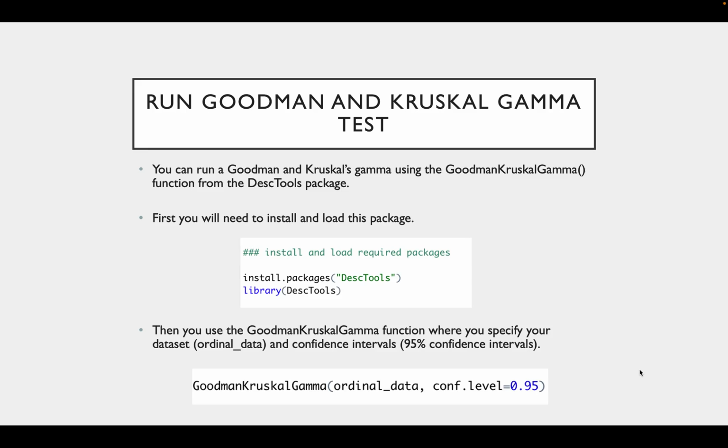Now we're ready to run our Goodman and Kruskal gamma test. We can run it using the Goodman-Kruskal gamma function from the DescTools package. So first you will need to install and load this package, and then you can use the Goodman-Kruskal gamma function. In this function you need to specify your dataset, which we called ordinal_data, but this is whatever you read your data in as or call your data frame, and then you need to specify the confidence levels. Typically we use 95% confidence levels, but you can change this here.